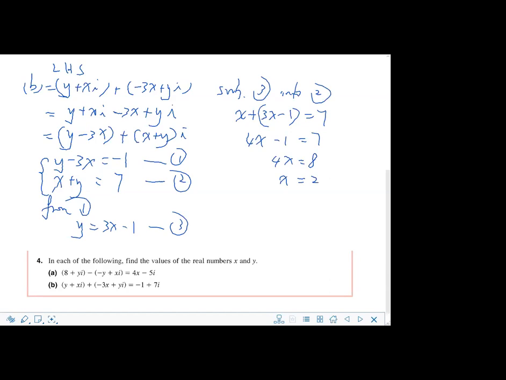And don't forget to find the value of y. So we will substitute x equals 2 into equation 3. Okay, and y will be equal to 3 times 2 minus 1. Sorry. Which is equal to 5. Okay, so x is 2 and y is 5.